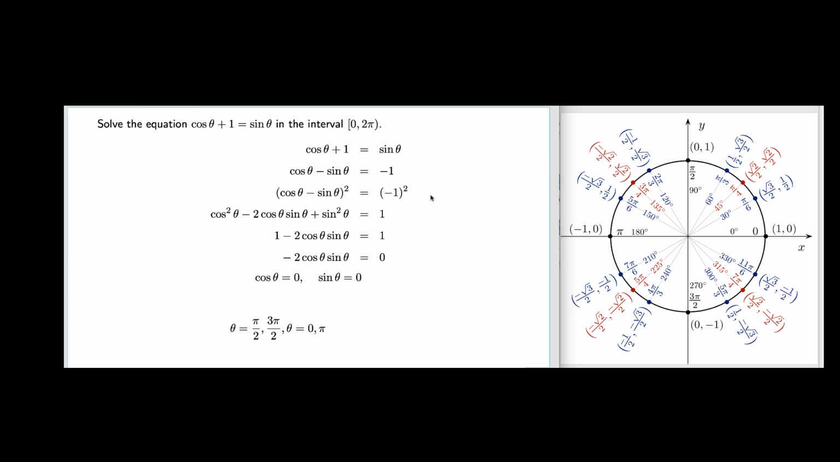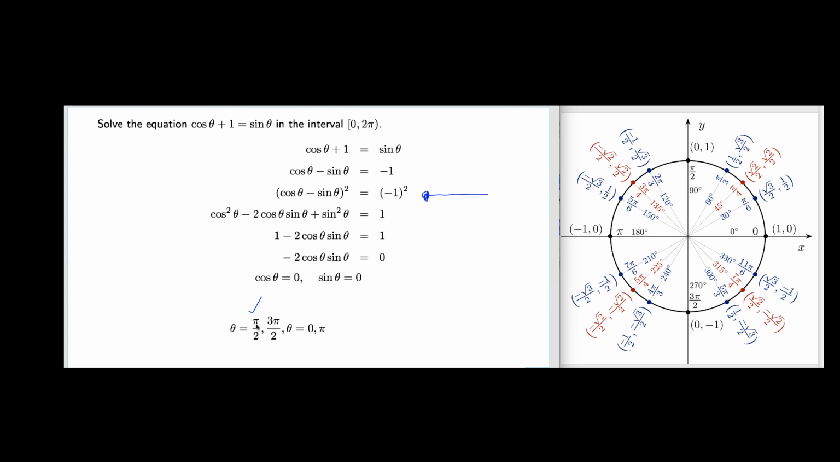But remember here that I squared both sides of the equation in this step. And whenever we square both sides of an equation, we need to check whether or not we've introduced extraneous solutions. So we need to check whether or not these solutions all actually work. Let's just start with pi over 2. Cosine of pi over 2 is 0. Sine of pi over 2 is 1. So we get 0 plus 1 equals 1, so pi over 2 works.